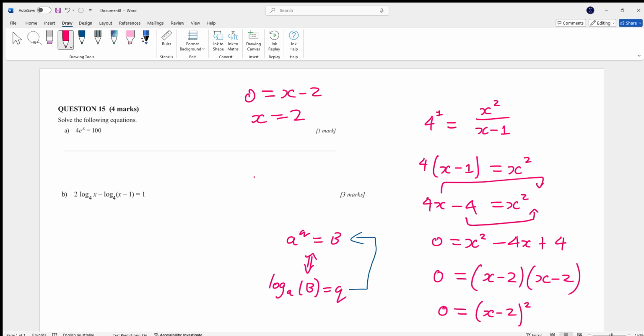Now, we'll see if this condition works. When you put it into here, it should give you 4. And I believe that's the only answer that's going to work for this one.